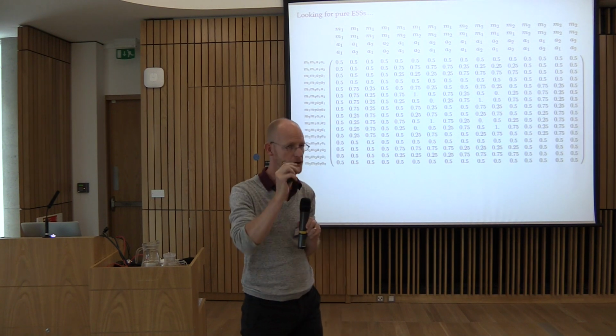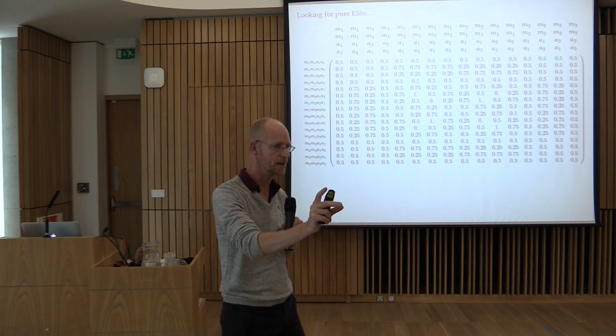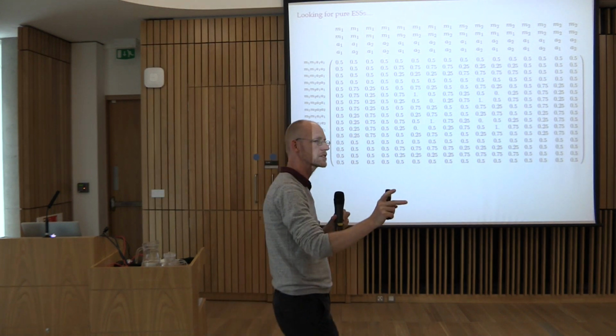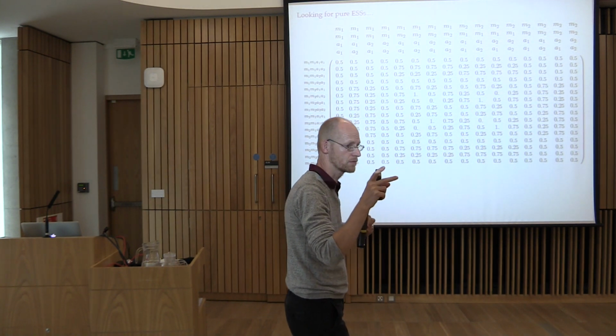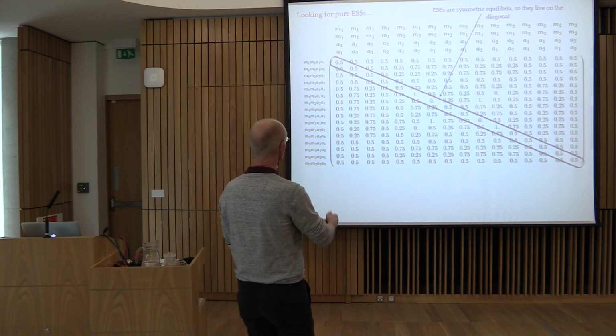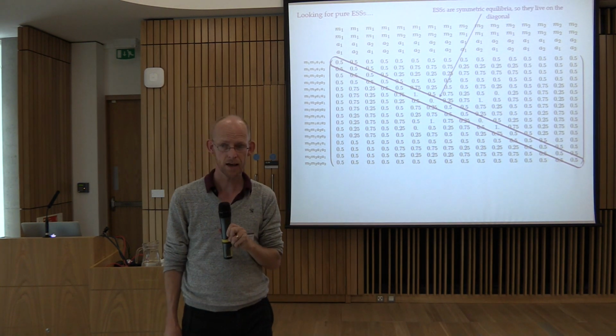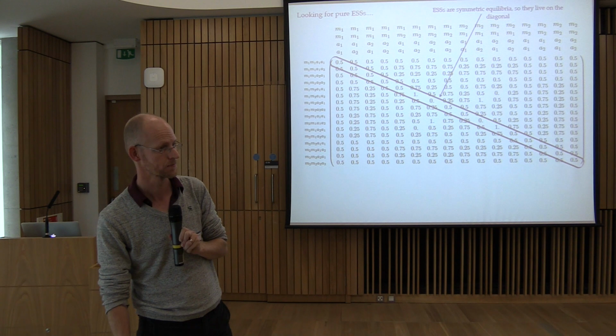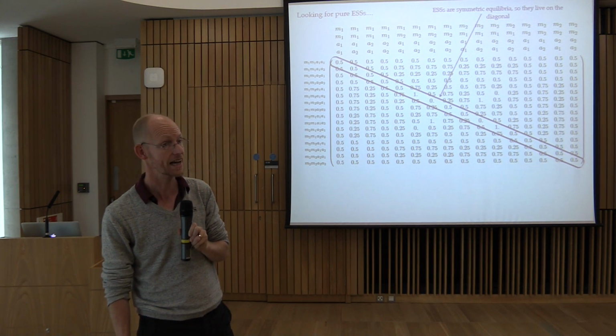Evolutionary stable strategies, we look only at symmetric games. And evolutionary stable strategies are always symmetric solutions. So we don't look at all the table, we only look at the diagonal. That's the only thing that we have to consider. At least, these are the only candidates.